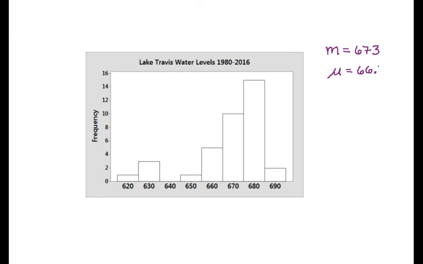Oops. Shouldn't have said point while I was writing that. 667. So our median is just a little bit to the right of 670 here. That's our M. And our mean is a bit to the left of 670 there. That's our mu.